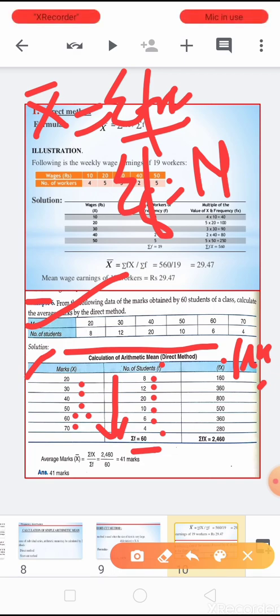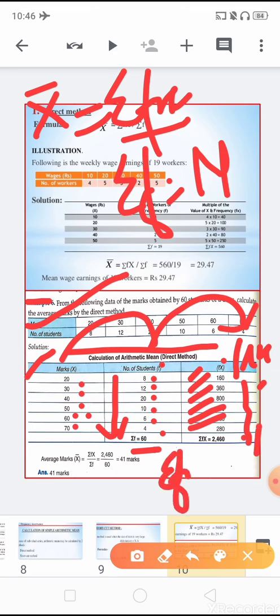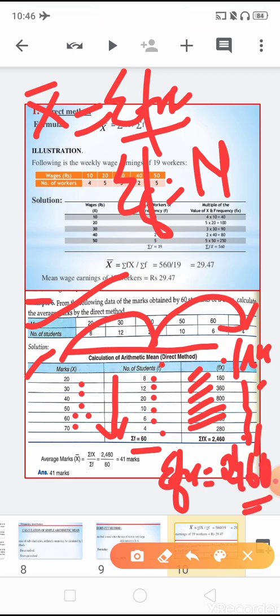So finding out fx, what we are doing is multiplying marks with the relevant frequencies, and then we will get the values. Like 20 multiplied by 8 is 160. 30 multiplied by 12 is 360. 40 multiplied by 20 is 800. 50 multiplied by 10 is 500. 60 multiplied by 6 is 360, and 70 multiplied by 4 is 280. So when you sum all these values, you will get the value sigma fx, and that is 2460. So we have a value of sigma f and sigma fx.